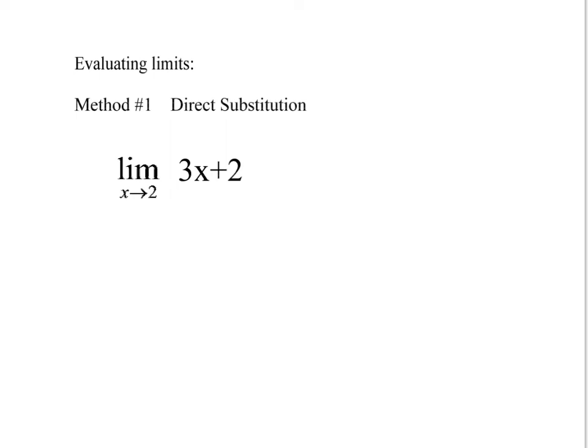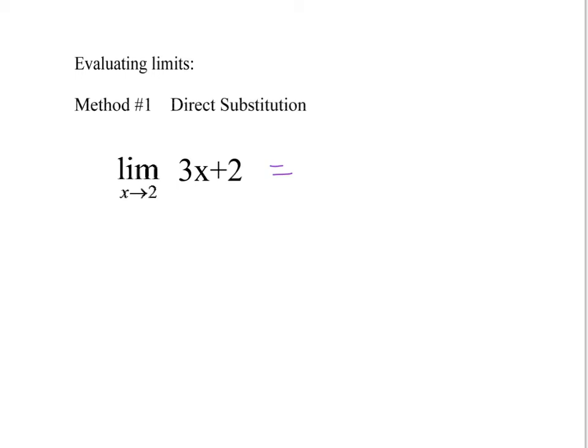Okay, so we look at this first one. Our first method for evaluating a limit is called direct substitution. All we're going to do now is plug in the value of our limit, or our value of x, as we approach the value c. So in this case, our c is 2. What is the value of this function as we get closer and closer to 2?